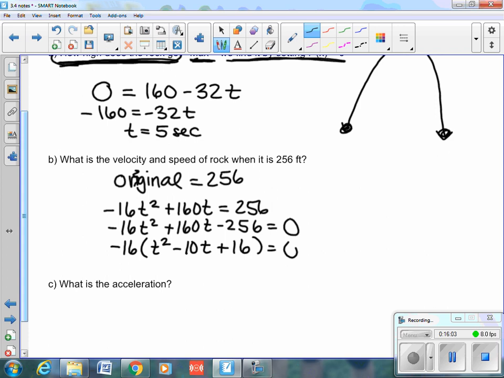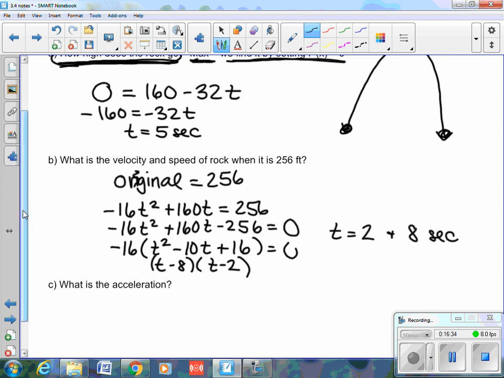You can't set negative 16 equal to 0, that doesn't even make sense, but you can factor this to (t minus 8)(t minus 2), which gives me 2 times where the height of the rock will hit 256. It'll hit it at 2 and 8 seconds. Exactly 2 and 8 is when the height of the rock will be at 256.